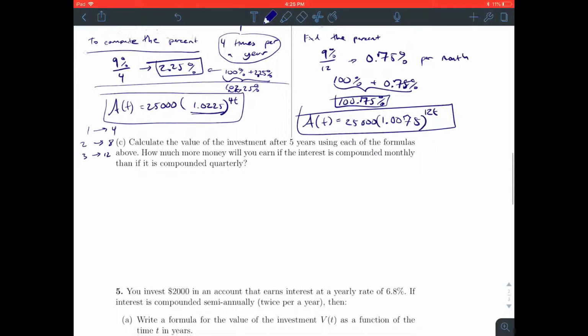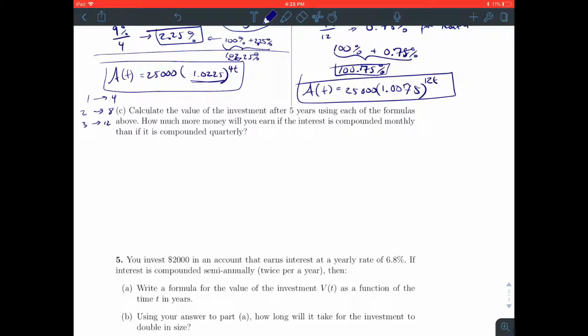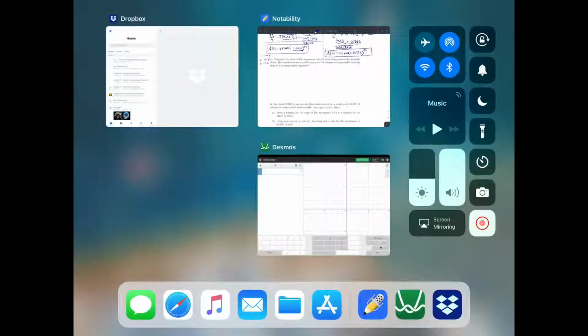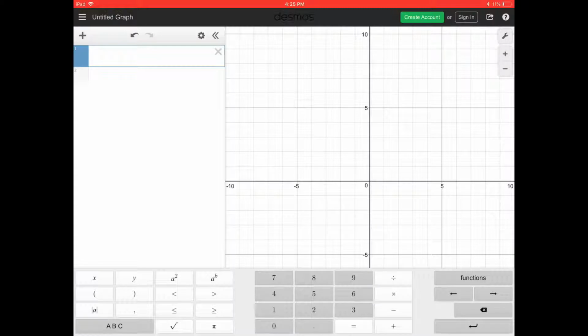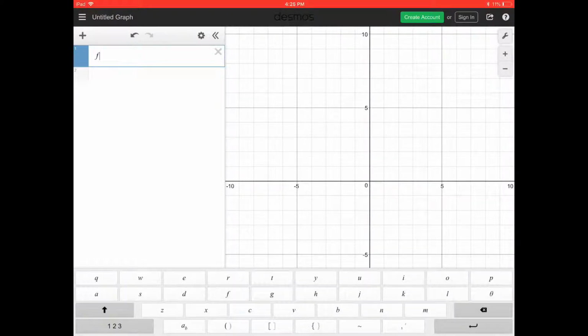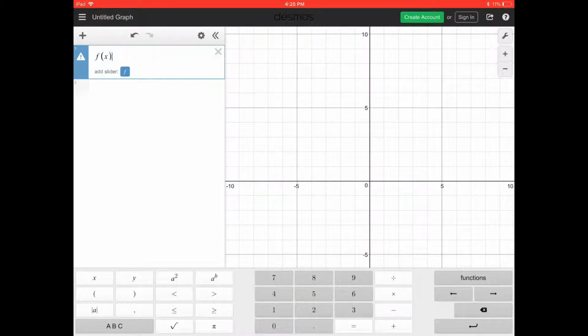Next up for C, it says to calculate the value of the investment after 5 years using each of the formulas above. So I'm going to flip over to Desmos to do that. So we've got 2 different functions here. I'll call them f of x. Oh, wow, I don't know how to use Desmos on this yet. So f of x is equal to 25,000 times 1.0225 to the 4x power.